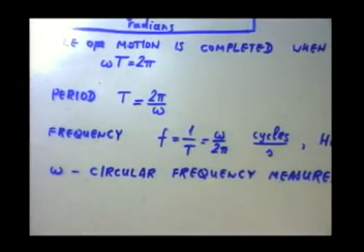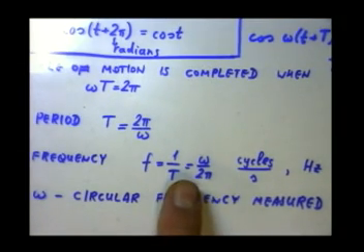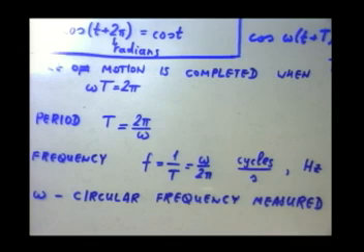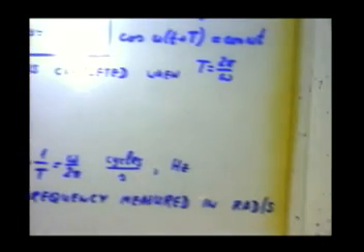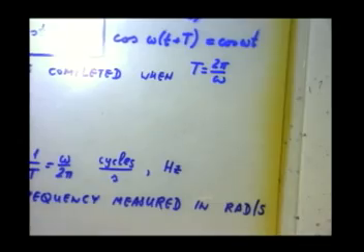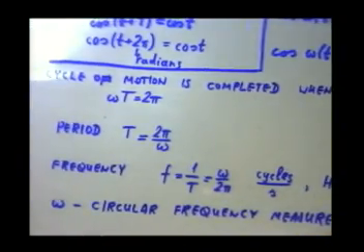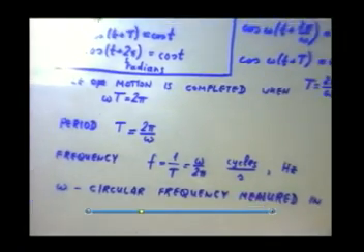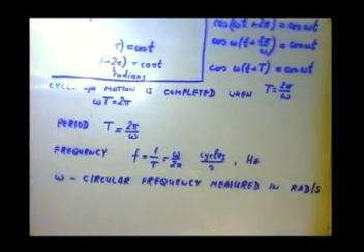Omega is itself called circular frequency. So there is a notion of frequency, in cycles per second, but omega itself is also connected with frequency. It is just called circular frequency, measured in radians per second. So small omega is circular frequency measured in radians per second. Any questions?